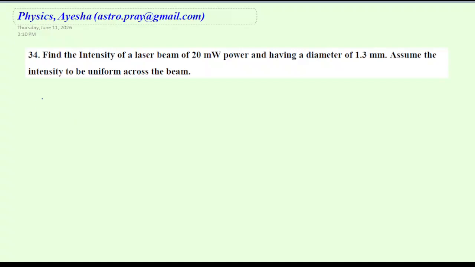Hello students, let's solve the next question now. The question is, find the intensity of a laser beam of 20 milliwatt power and having a diameter of 1.3 millimeter. Assume the intensity to be uniform across the beam.